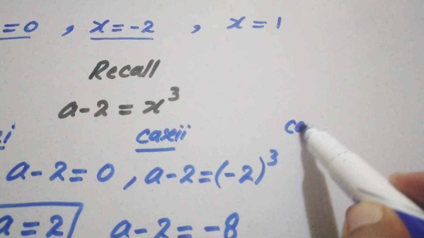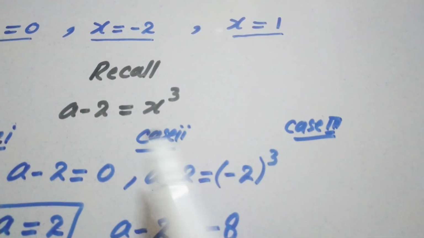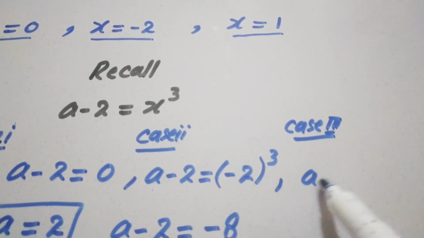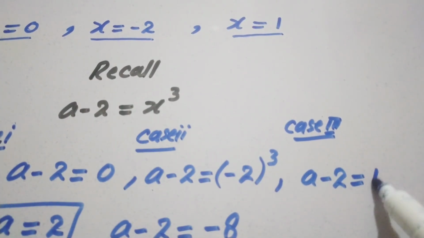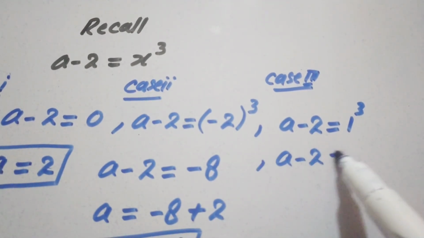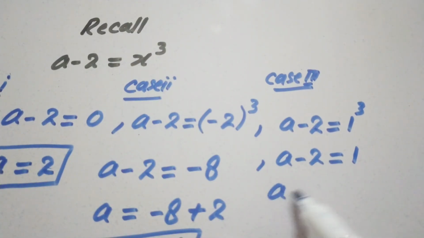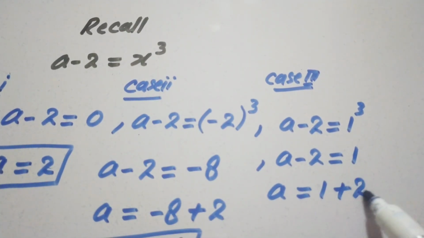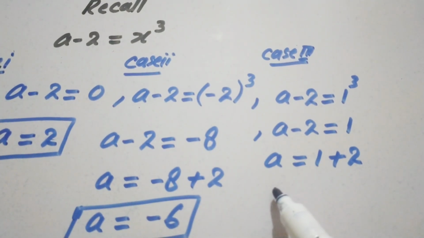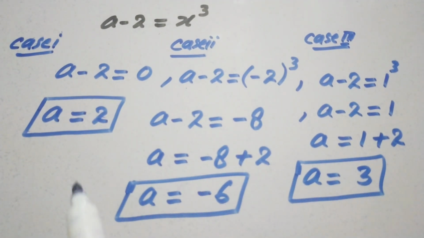Now in third case we put x is equal to 1 in this equation. This will become a minus 2 is equal to 1 cube. 1 cube is equal to 1, and by moving this negative 2 from left hand side to right hand side it will become plus 2, and by adding 1 plus 2 we get a is equal to 3. Hence these are the values of a.